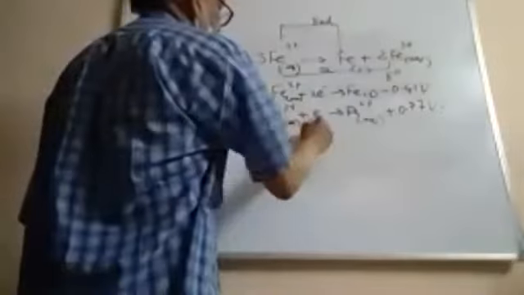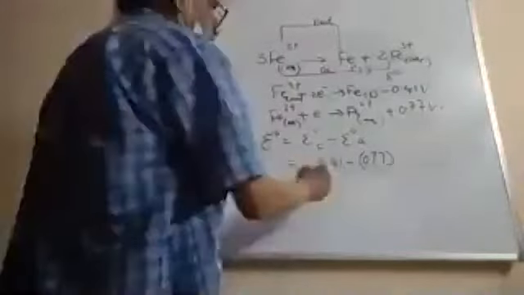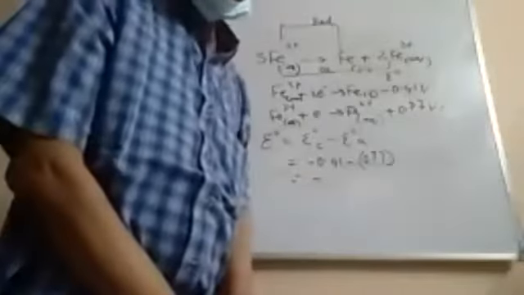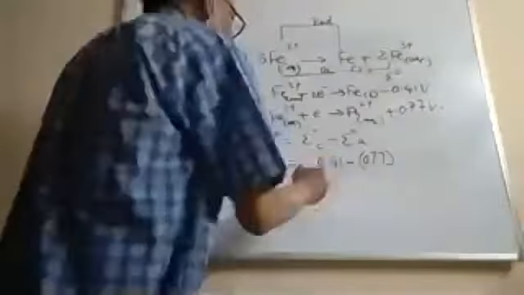Simple, right? So we'll write down the cell potential, which is the cathodic minus the anodic potential. The cathodic potential, Fe2+ to Fe, is negative 0.41, minus the anodic potential, 0.77. Right? That's going to be a big negative number. What is it? Negative 1.18 something? Yes, that's it. Negative 1.18, correct.